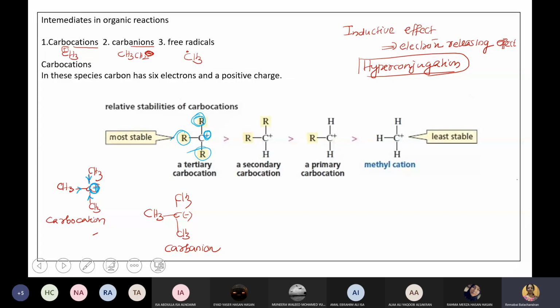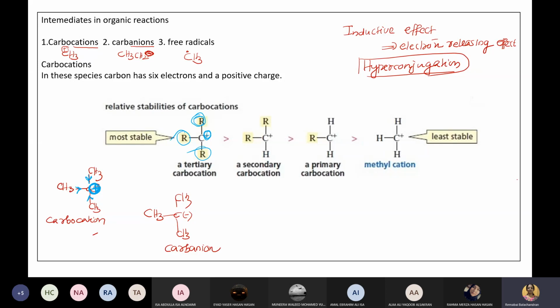So now the problem here is the positive charge. Somehow, if you decrease this positive charge, it will be stable. Now CH3 is an electron releasing group. What's the charge of an electron? Negative. So this negative will partially cancel this positive. This CH3 also is releasing, so it will partially cancel the positive charge.